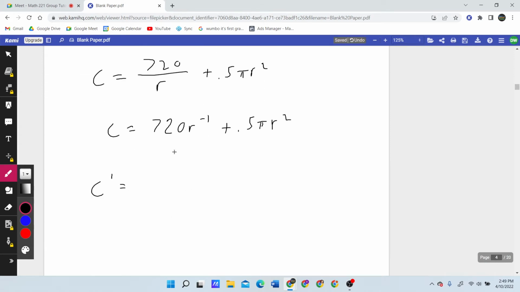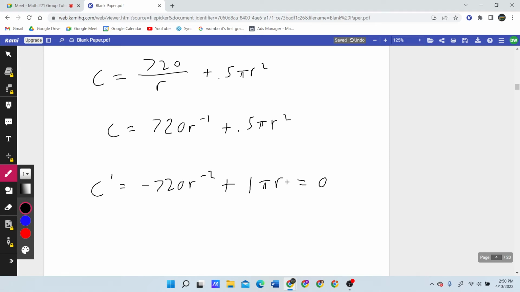So c prime is equal to, multiply the negative 1 out in front, we get negative 720 times r, now to this negative second power, plus derivative of this, 0.5 times 2 would just be 1 pi r now to the first. Now I'm going to set this equal to 0.